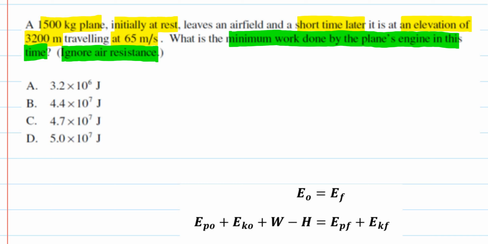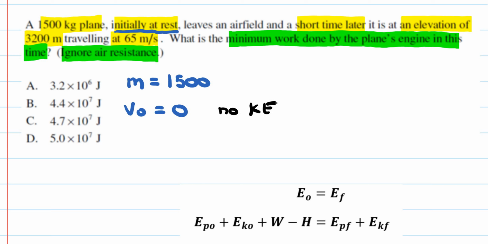Okay, so a lot going on here. So let's go ahead and collect some information first. We know the mass of the plane is 1,500 kilograms. It's initially at rest, so that means your initial speed is equal to 0. And what that really means is that there's no kinetic energy, right?